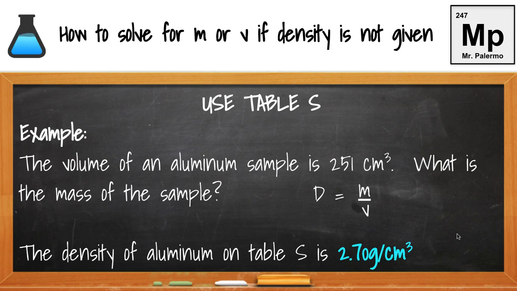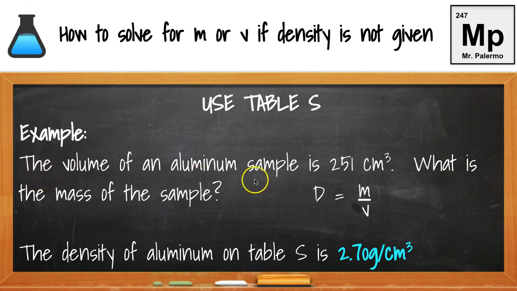How do you solve now for mass or volume if density is not given? So you end up with two variables, which we can't have. So the densities of all our elements are actually listed on table S, which is in the center of your reference table. So here's an example.